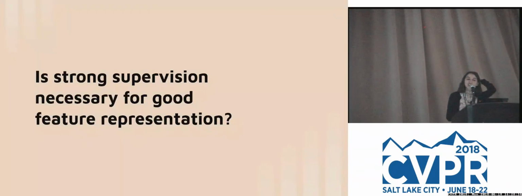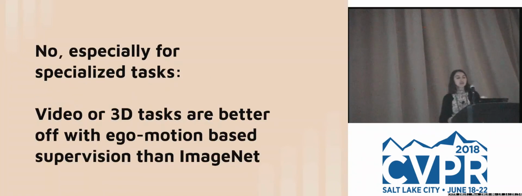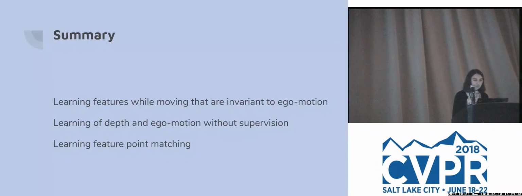And so basically, they're answering this question in their paper: is strong supervision necessary for good feature representation? And they say, well, not really. We saw that even for classification, our features are pretty good. They're not better, but they're pretty good. And they show that for specialized tasks, they can be even better than fully supervised features.